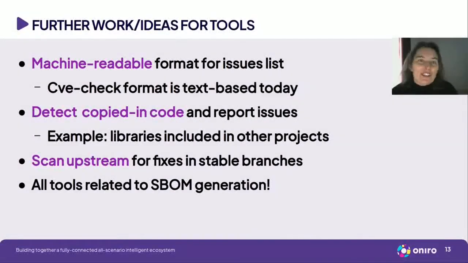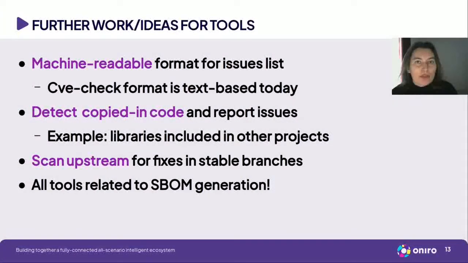We have a lot of ideas for further tools and how to help the community when scanning for security issues. The first thing we want to have is a machine-readable format for the issues. Currently, the format is text-based. It's easy to read, but less easy to process automatically. Then we would like to detect copied code and run security checks on them.